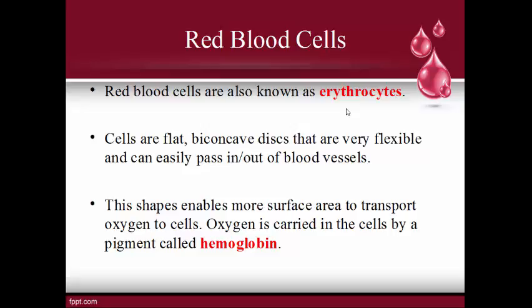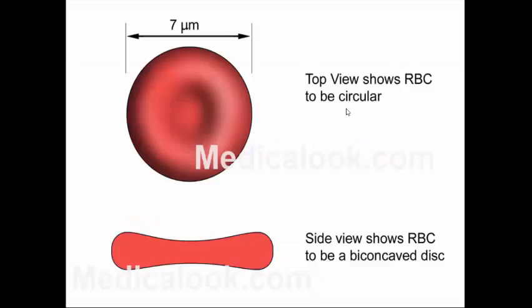Now, this very unique shape allows them to have more surface area to carry more oxygen. That's their main role in your body, to carry oxygen to cells. And this oxygen is carried through a pigment called hemoglobin. This is how one would look if you're looking at it from the top, kind of like a filled-in donut almost. If you look at it from the side, it caves in on this side, caves in on this side. That's why it's called biconcave, or caves in on two sides.